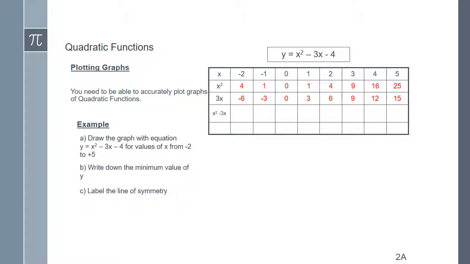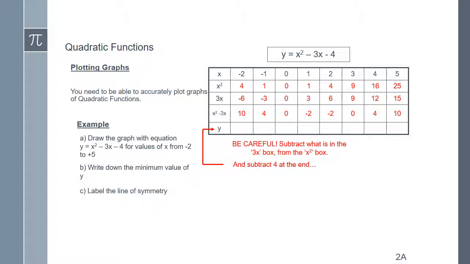So we do that sum: 4 minus minus 6, 1 minus minus 3, 0 minus 0, and so on. Be careful: subtract what is in the 3x box from the x squared box, and then finally we have to minus 4 from all of those to get 6, 0, minus 4, minus 6, minus 6, minus 4, 0, 6.